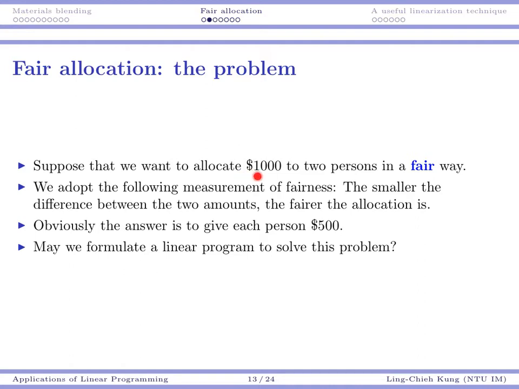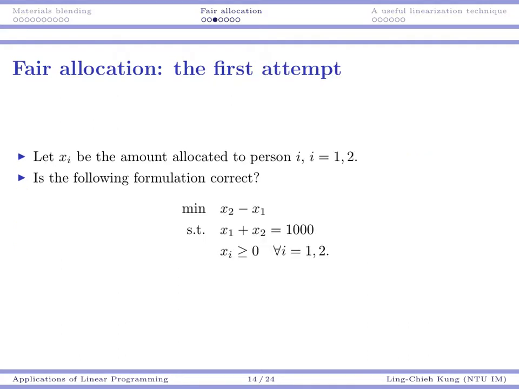Okay, $1,000 allocated to two persons, and we want to minimize the difference between the two parts. Suppose we say x_i is the amount allocated to person i, from 1 to 2. Then let's consider this formulation. Each of them must be non-negative. The sum of them must be 1,000. And I want to minimize, well, their difference, so x2 minus x1. Is this correct or wrong?